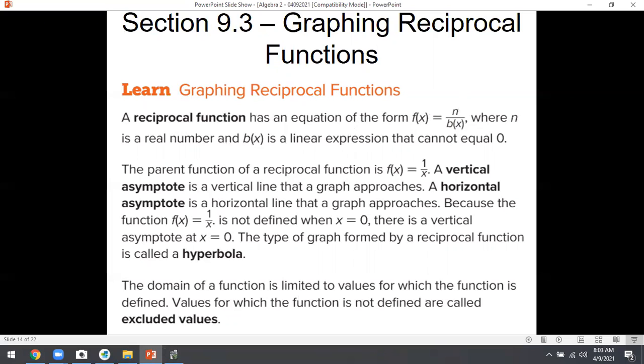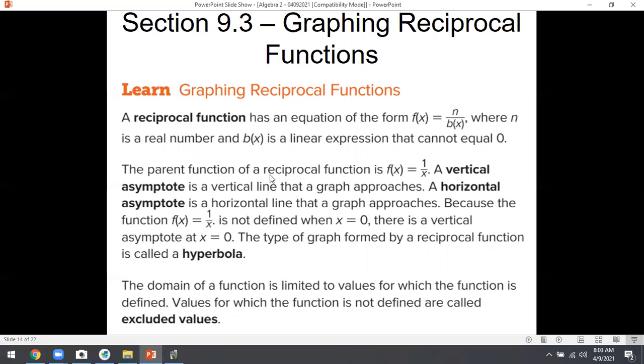What's interesting is that the bottom is some kind of linear expression. And by linear, I mean just x's and no x squared. So it could be x plus 2, it could be 5x, it could be 7x minus 3, but no x squareds, no square roots, no nothing. It's just got an x on the bottom, basically, and some numbers. That's all a reciprocal function is.